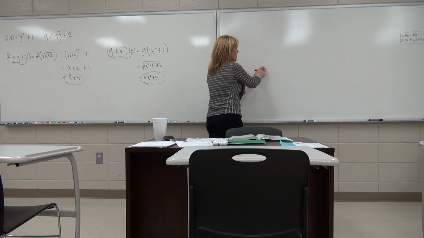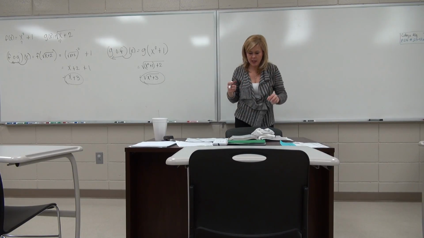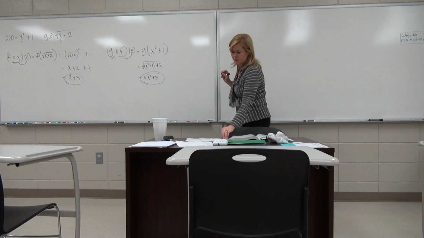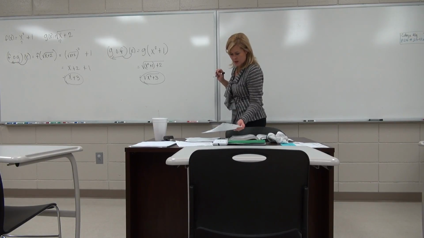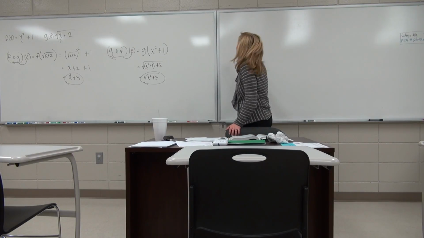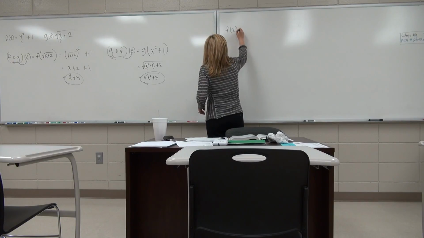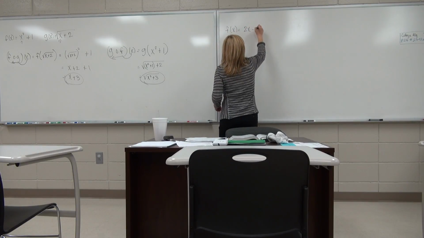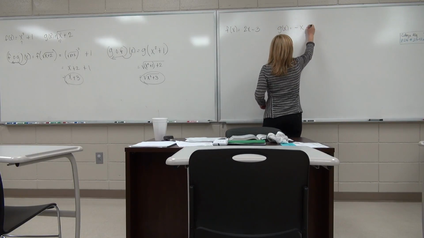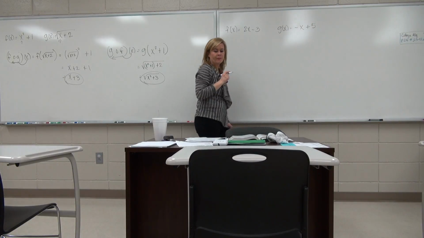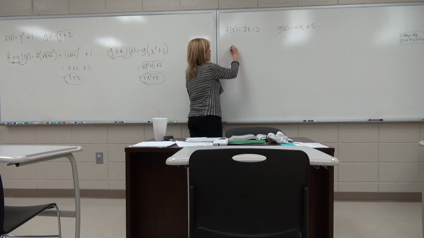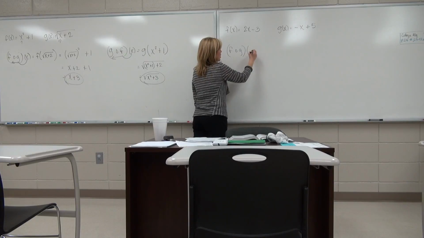The part that most people like better with the composites is what we're getting ready to do, when you actually plug a number in. So let's look at plugging in a number. Let's say I'm given f of x is equal to 2x minus 3, and g of x is negative x plus 5. This time we want to find f composed of g of 2.